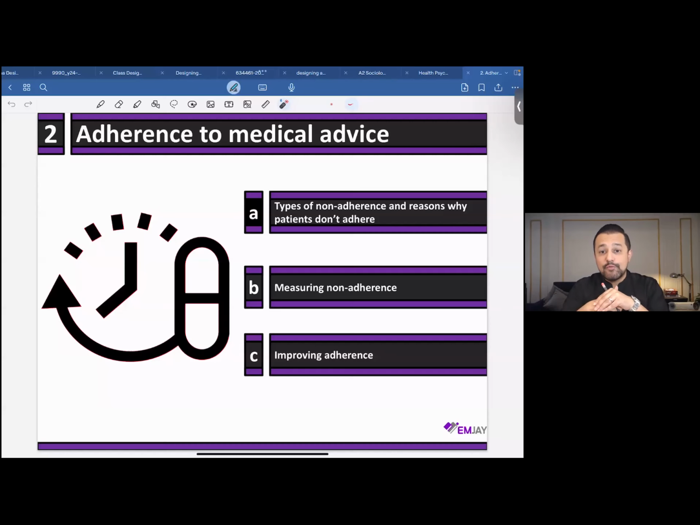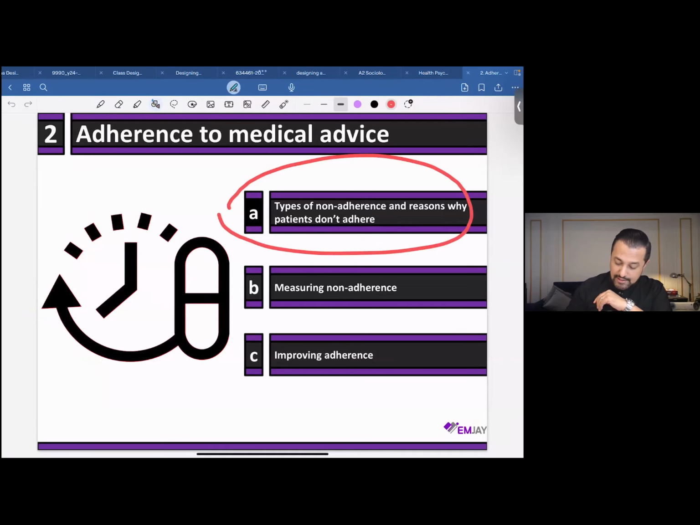Hello, everyone. Today we talk about the types of non-adherence and reasons why people do not adhere. Now, this particular section comes under the heading adherence to medical advices. And when we speak about adherence to medical advices, this is the second unit or the second chapter that we study under health psychology.